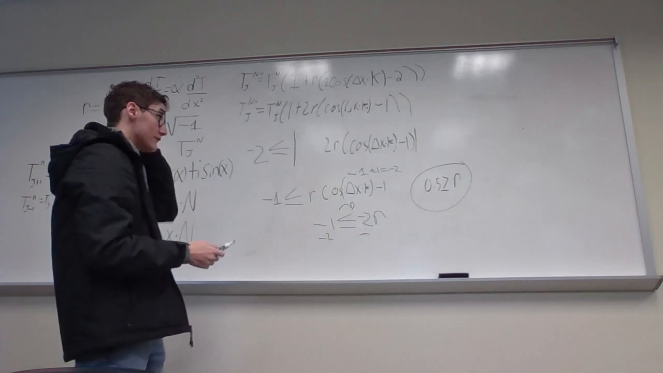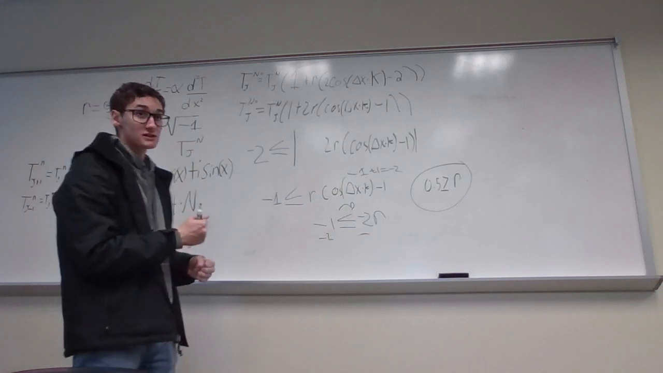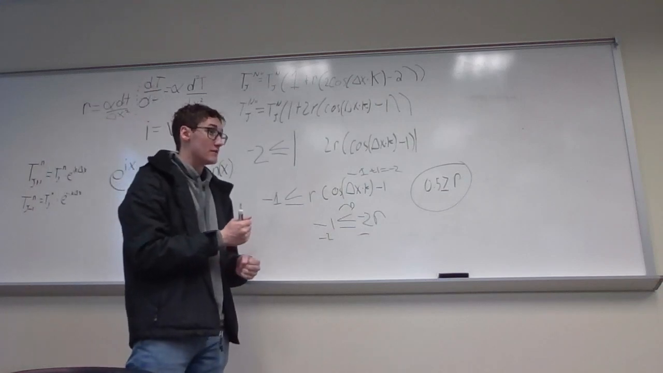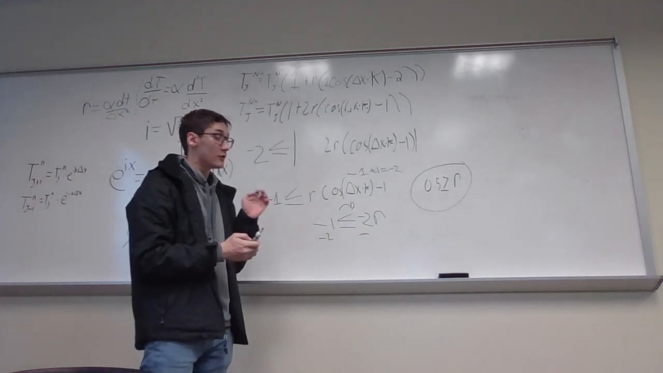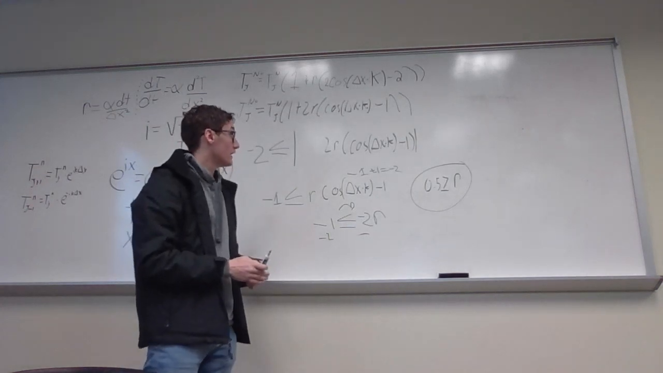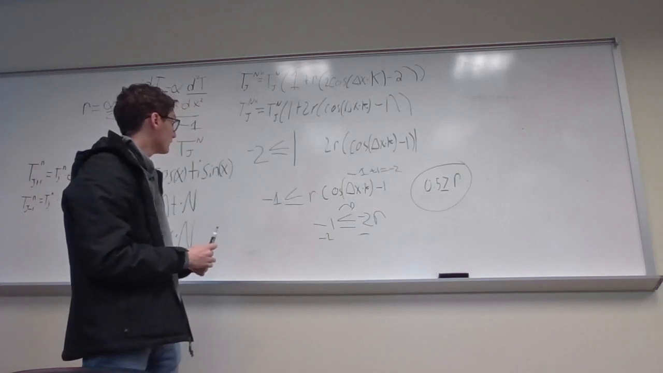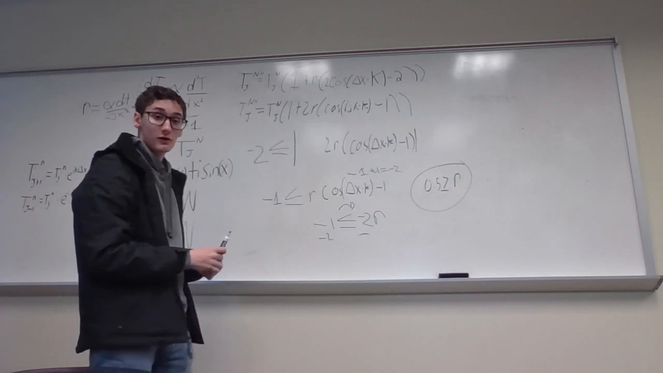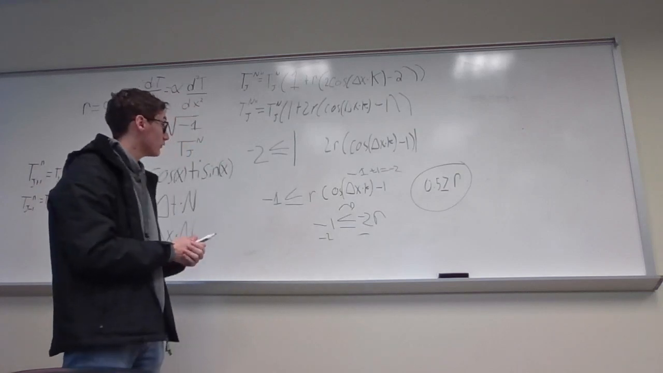So by using the von Neumann method, we have found that the max value of r cannot be more than 0.5. And I think that's all the homework. I think it explained the whole thing.